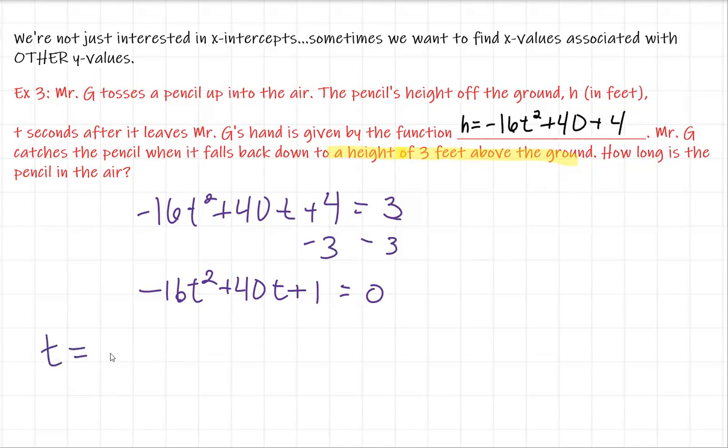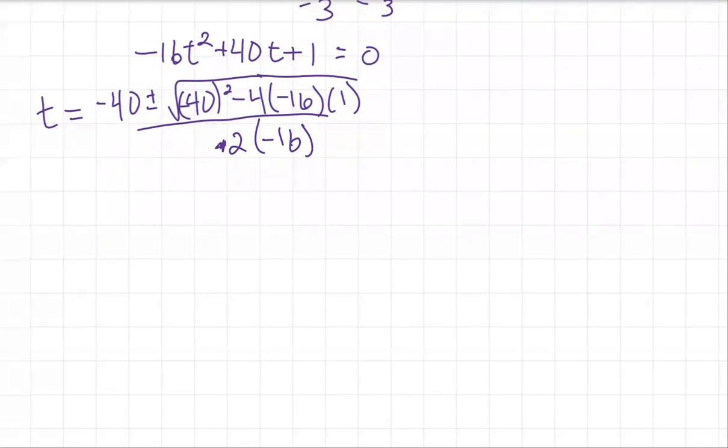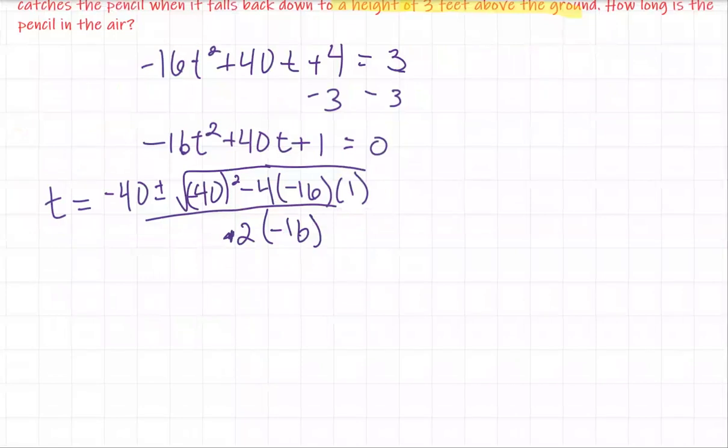t is equal to -40 plus or minus the square root of -40 squared minus 4 times -16 times 1, divided by -2 times -16. I got ahead of myself there. This one's going to be a little bit hairier, and because they want us to find how long the pencil's in the air, we probably want to give them a decimal approximation. So we're going to want to calculate this eventually. Let's simplify it as much as we can and then throw it into our calculators.